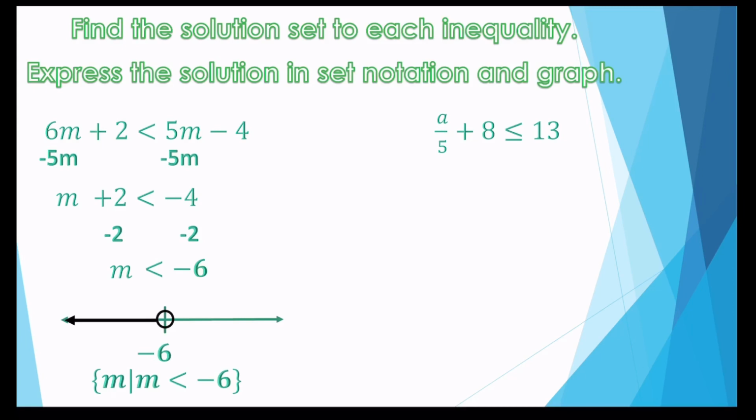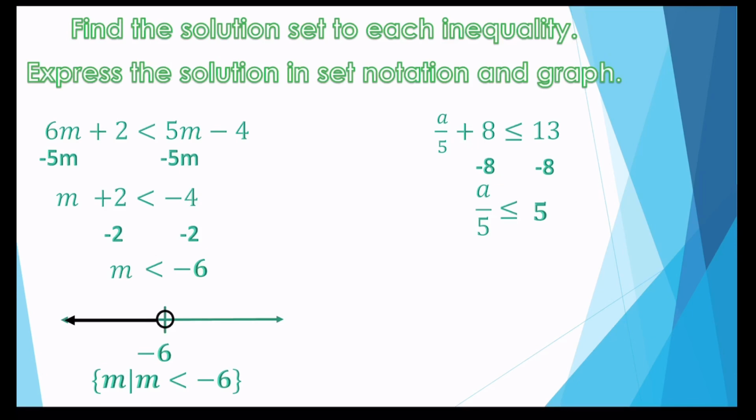So let's go try this next one. That a divided by 5 cannot be touched until I bring my constants together. So I do that by subtracting 8 from both sides. That leaves me with a divided by 5 is less than or equal to 5. Okay?